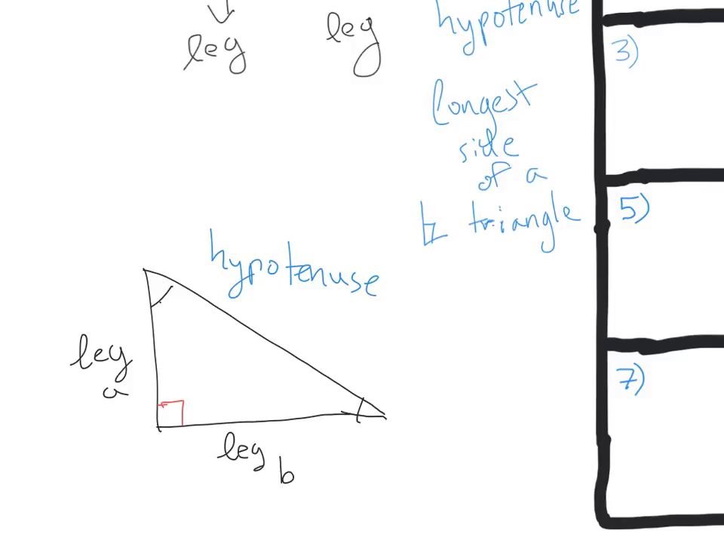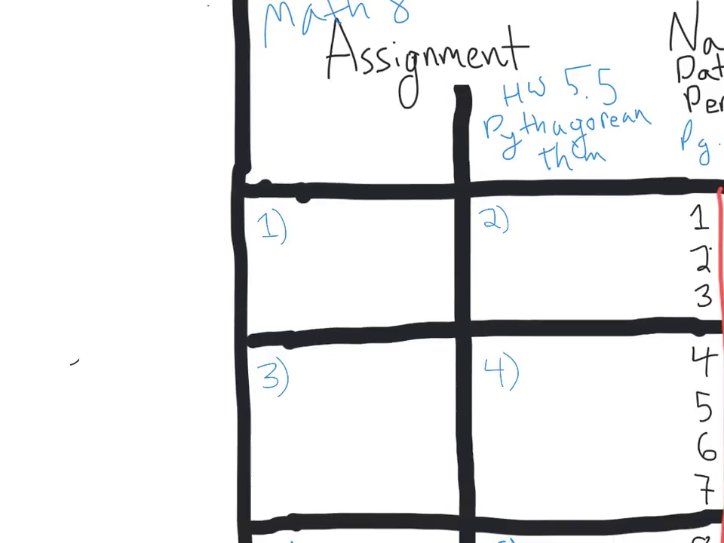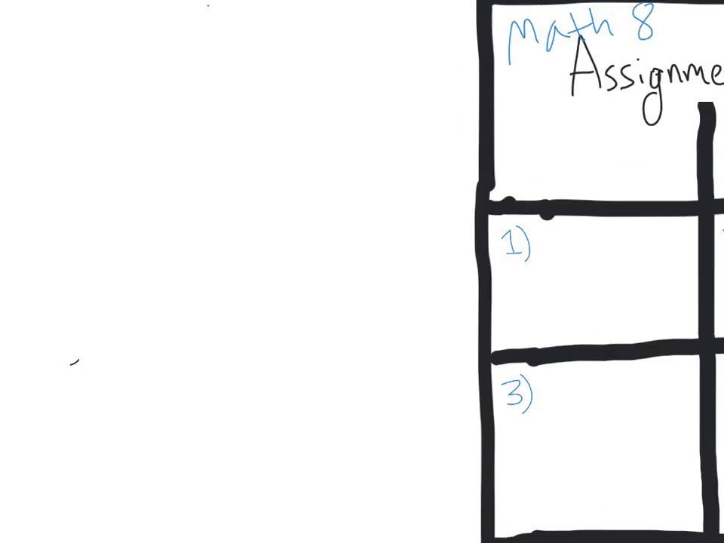Just wanted to help out my Math 8 students with their homework, 5.5 Pythagorean Theorem. So before we get started, I just want to remind you guys of the formula for the Pythagorean Theorem, and this should be ingrained into your brain by now. Or, if it isn't, you should really take some time to memorize this. And it's just a squared plus b squared equals c squared.